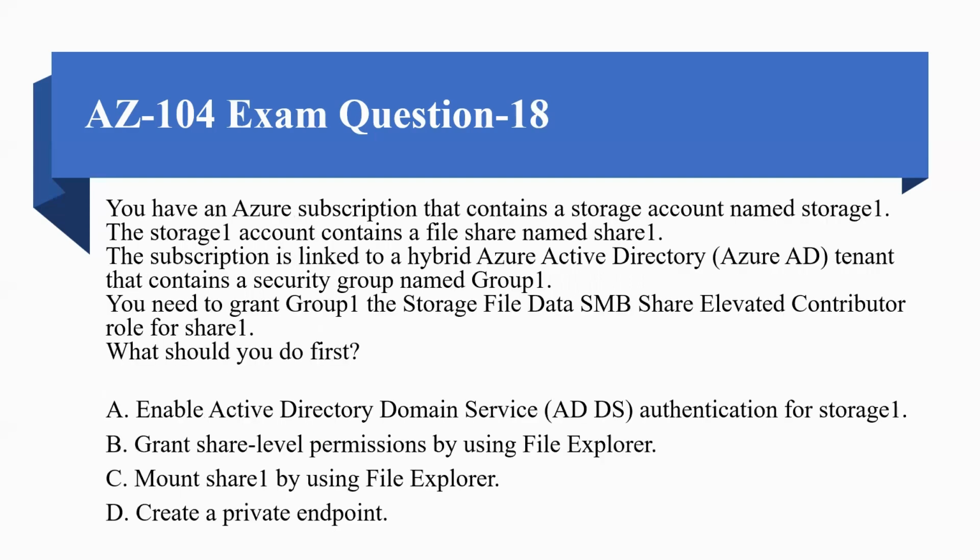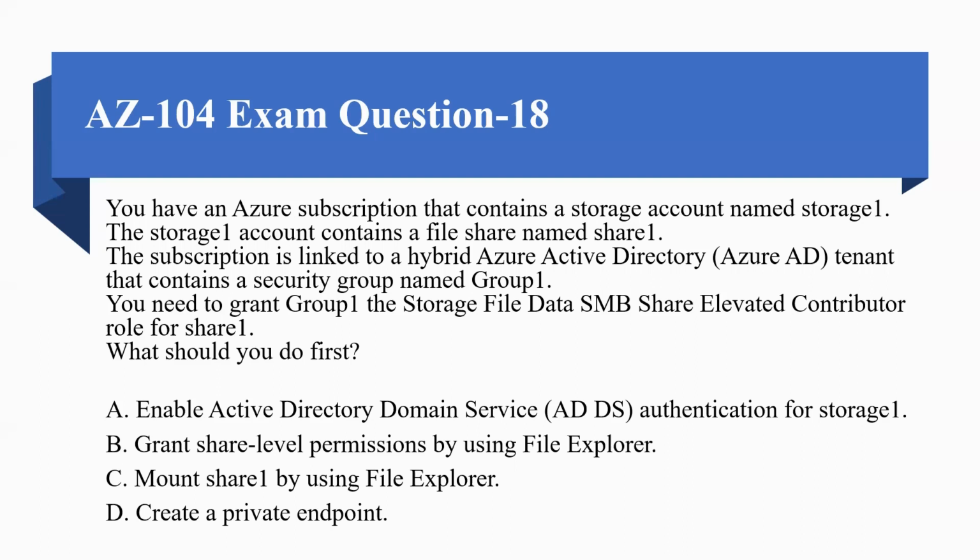Next question. You have an Azure subscription that contains a storage account named Storage1. The Storage1 account contains a file share named Share1. The subscription is linked to a hybrid Azure Active Directory tenant that contains a security group named Group1. You need to grant Group1 the Storage File Data SMB Share Elevated Contributor role for Share1. What should you do first?